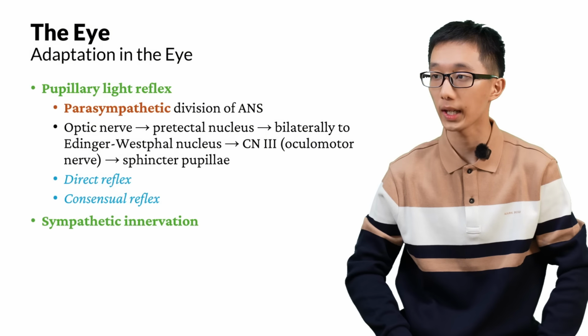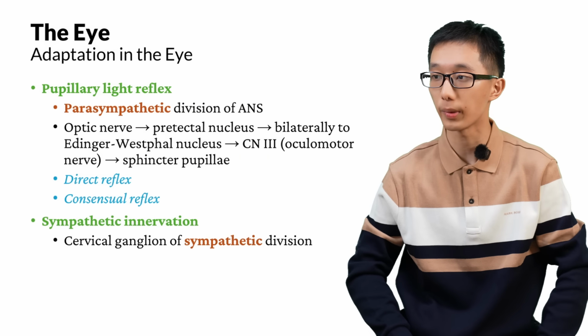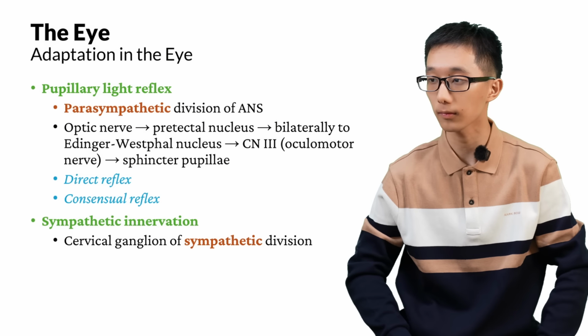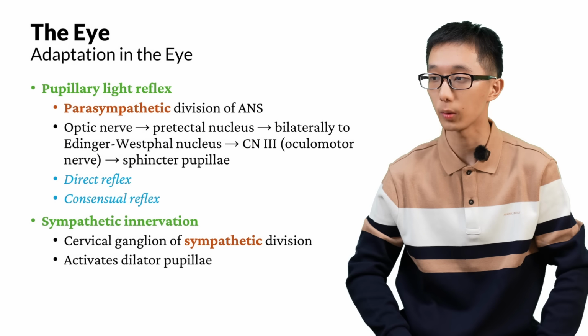On the other hand, we can also dilate the pupil. This is achieved through the sympathetic division. There is sympathetic innervation of muscles around the pupil via the cervical ganglion of the sympathetic chain. It activates the dilator pupillae, which dilates the pupil, as its name suggests.